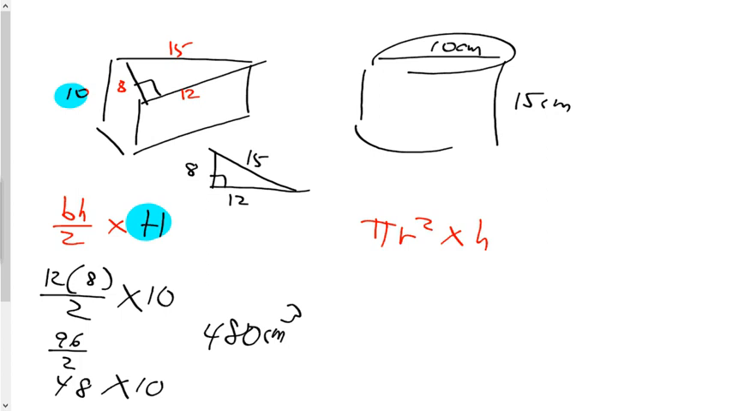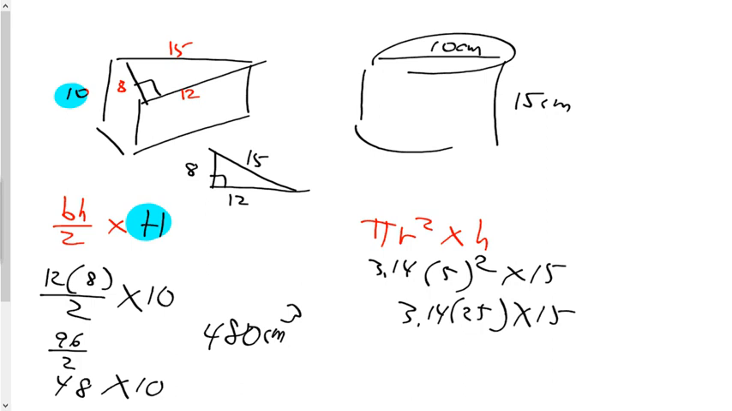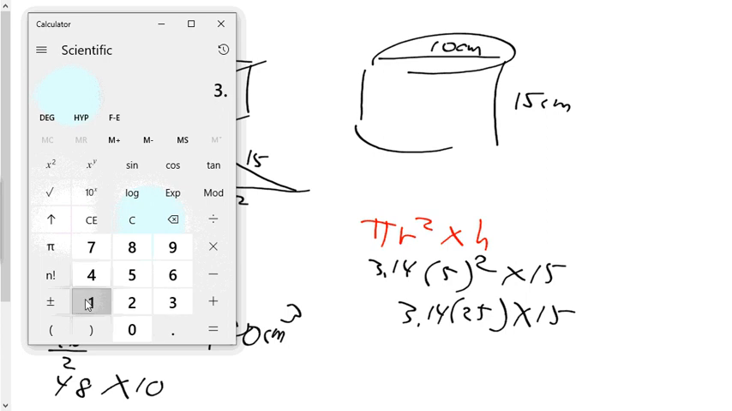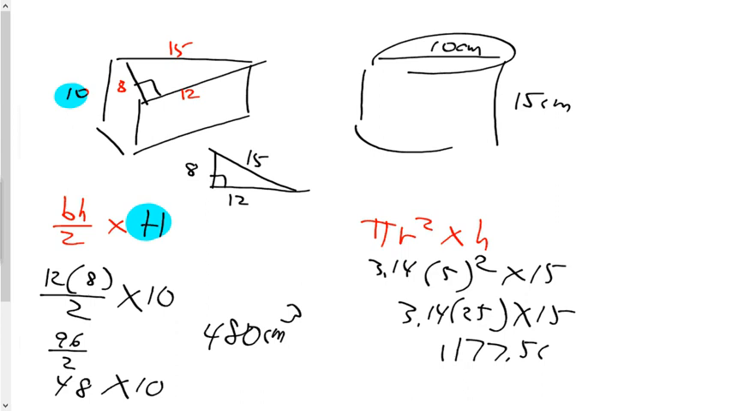Over to the cylinder. 3.14 multiplied by the radius of 5 squared multiplied by 15 is 3.14 multiplied by 5 squared, which is 25, times 15. We just have multiplication left. 3.14 times 25 times 15. No, that's not right. 3.14 times 25 times 15 equals 1,177.5 cubic centimeters of space. Which one holds more? The cylinder.